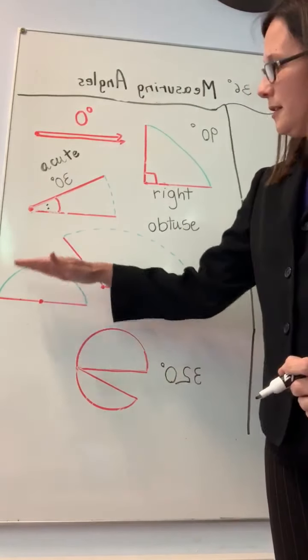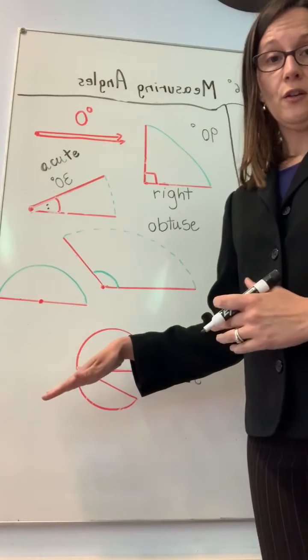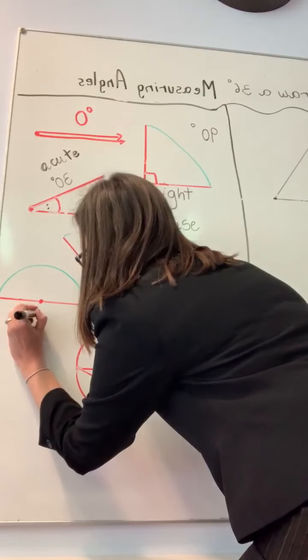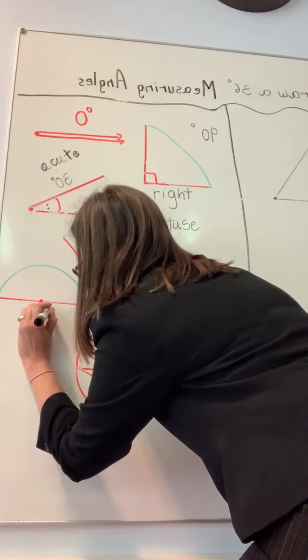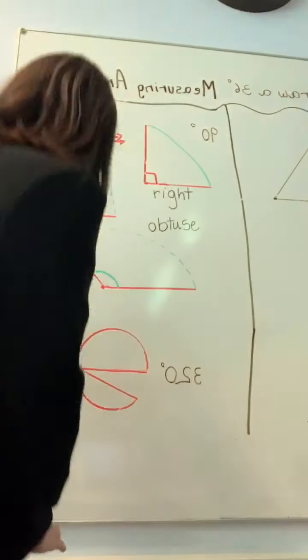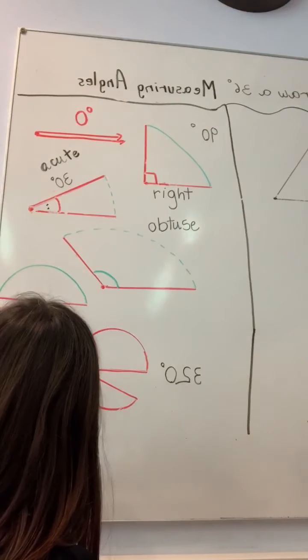As you can see, you can consider that this is half of a circle, correct? So that would be 180 degrees. And the name of this angle is straight. It's a straight angle, okay?